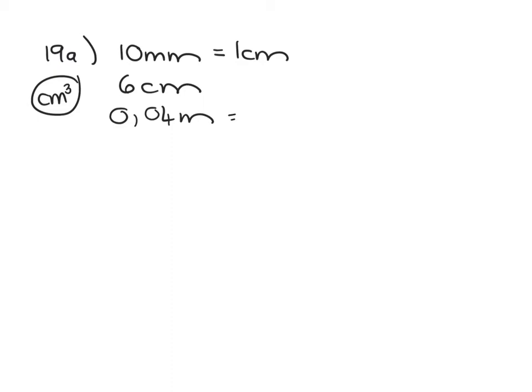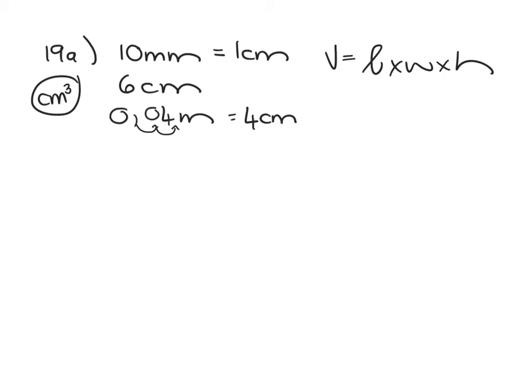Times by 100, which means I move it 1, 2 spaces. So that'll be 4 centimeters. That looks about right, because now we're saying the length, width and height is 1 centimeter, 6 centimeters, 4 centimeters. That seems to fit. That seems to look right. So now for volume, I do length times width times height.